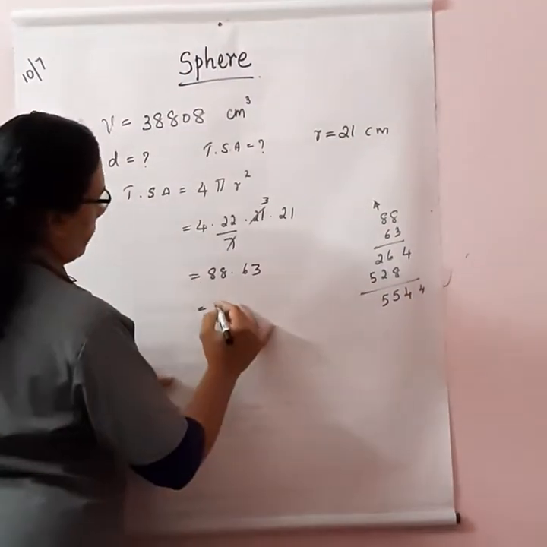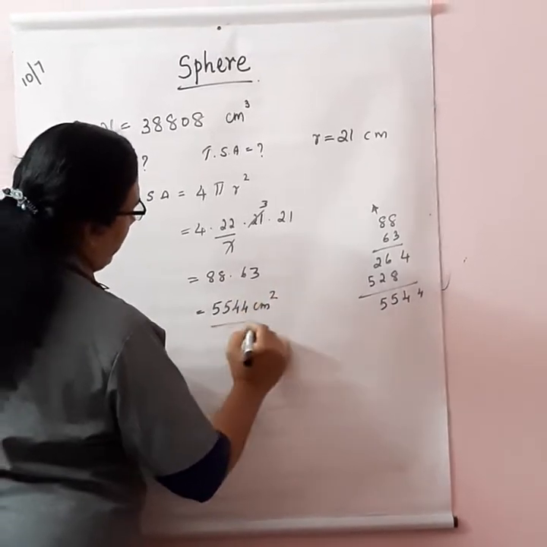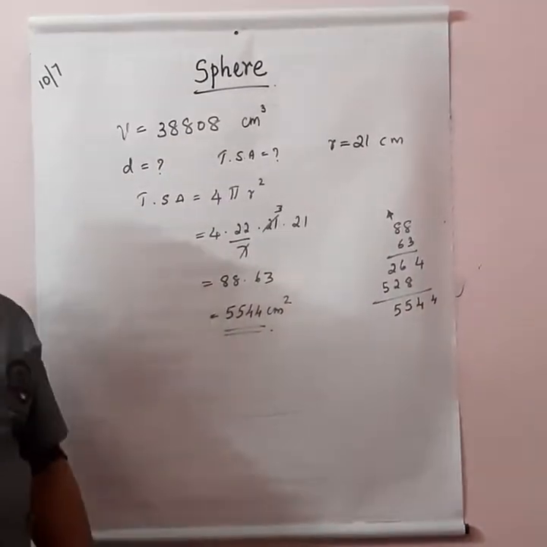So the answer is 5544 unit, you have to write centimeter square.